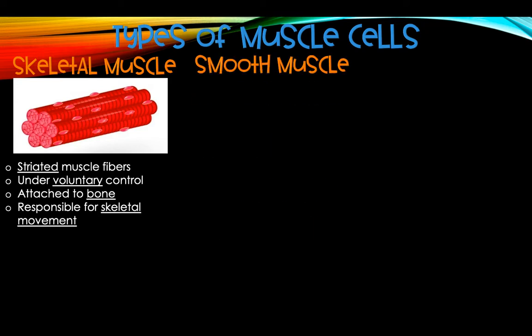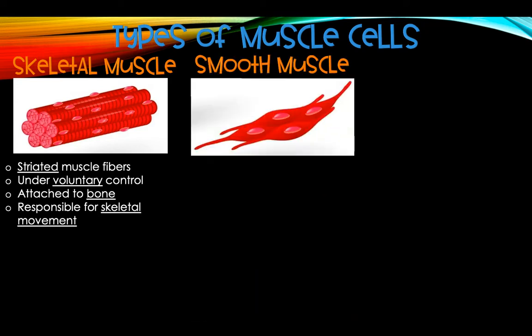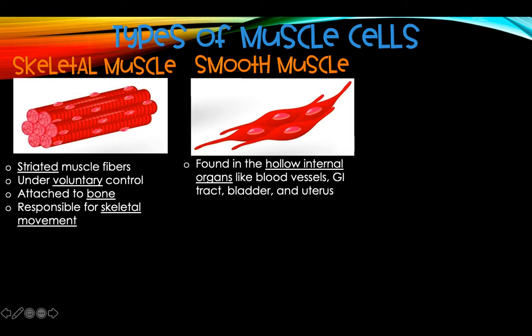The next type is smooth muscle. Smooth muscle cellularly looks like this. It's kind of globular. There's no striations. It has a nucleus, just like here. So it makes it a little bit different. And it's a lot smoother looking. It's found in the hollow internal organs like blood vessels, your GI tract, bladder, and your uterus.